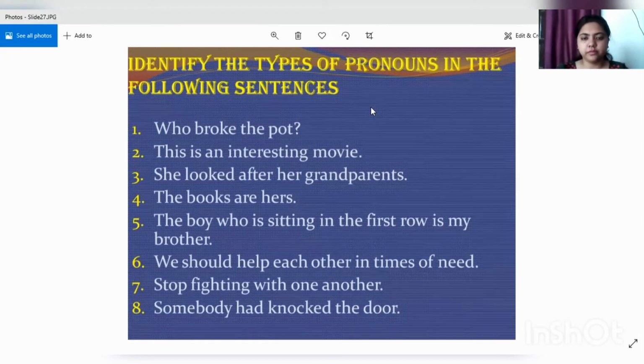Ma'am, the children are raising their hands already. Okay, good. Now, first sentence. First answer will be given by Anirudh Mishra. Yes, Anirudh. Who broke the pot?